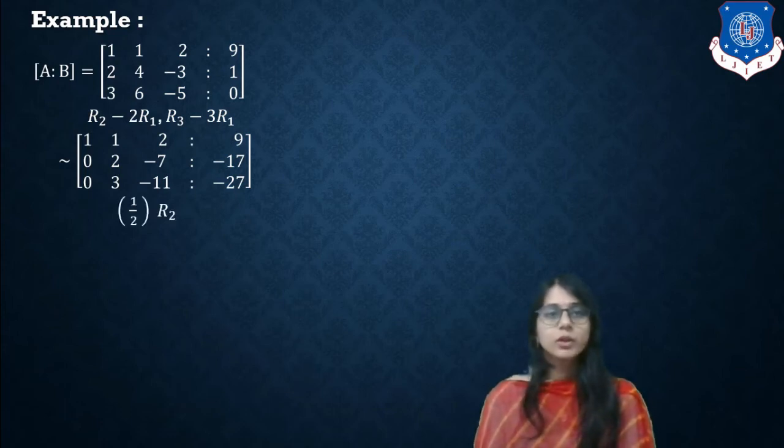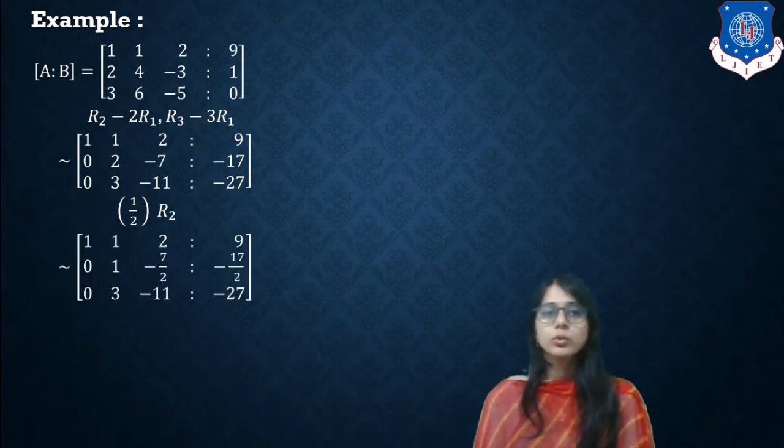Now (1/2)R2. For reduced row echelon form, in row 2 we have to convert the leading entry to 1. So we get [1, 1, 2, 9; 0, 1, −7/2, −17/2; 0, 3, −11, −27].